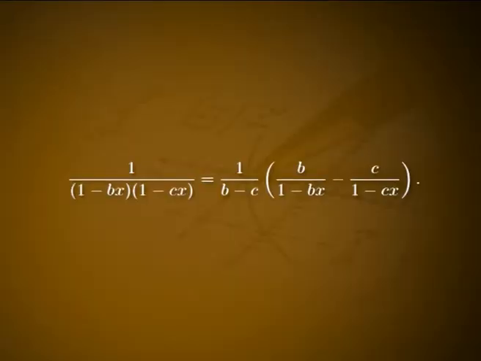Before considering the next problem, let us note the following identity that is valid for any distinct numbers b and c: 1/((1-bx)(1-cx)) = 1/(b-c) times (b/(1-bx) - c/(1-cx)). It can be directly verified by taking common denominators of the terms on the right hand side and simplifying the expression. Now consider the next problem, and we will use this identity to solve it.